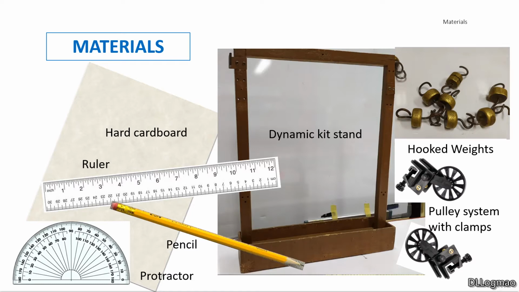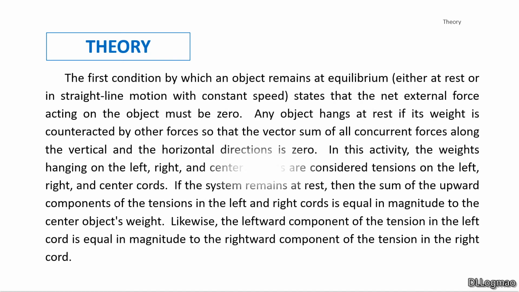What is the theory of the first condition of equilibrium? The first condition by which an object remains at equilibrium, either at rest or in straight line motion with constant speed, states that the net external force acting on the object must be zero. Any object hangs at rest if its weight is counteracted by other forces, so that the vector sum of all concurrent forces along the vertical and the horizontal directions is zero.